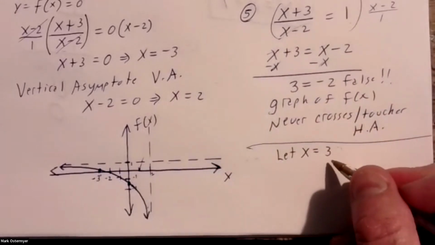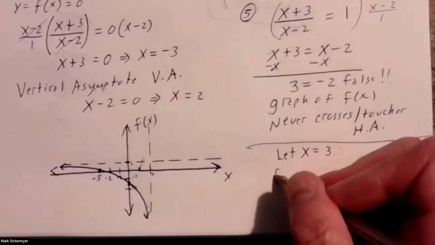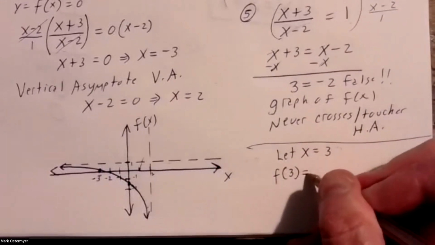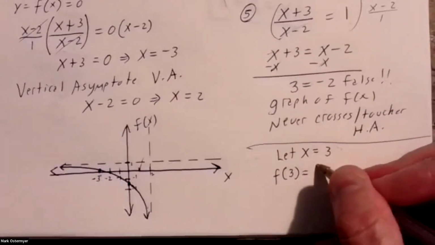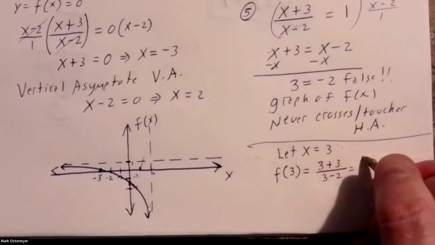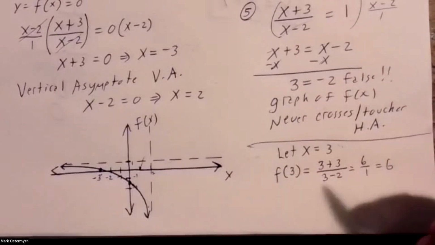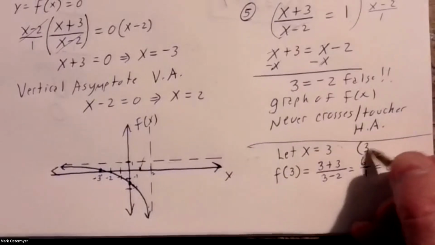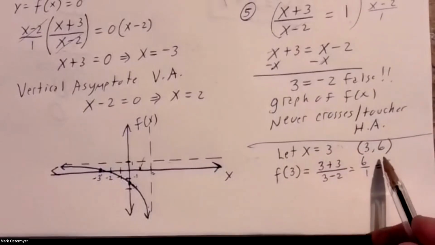Take 3, substitute it back into your original rational function, which is x plus 3 over x minus 2. So I'll have 3 plus 3 over 3 minus 2. And this gives me 6 over 1, or 6. Hence, I know the point (3, 6) must be a point that lies on my graph.